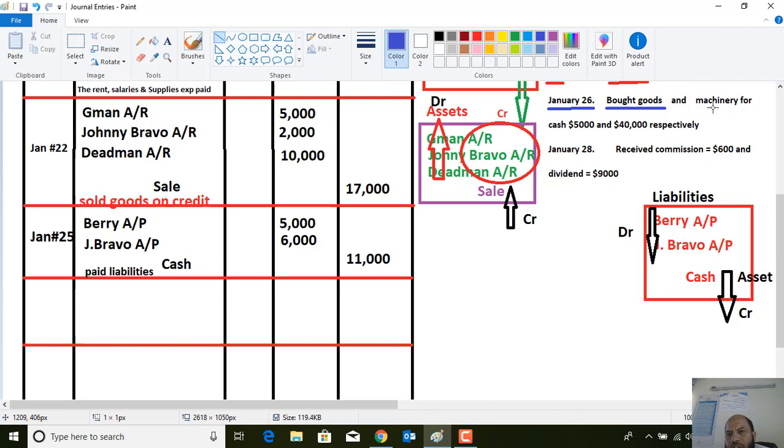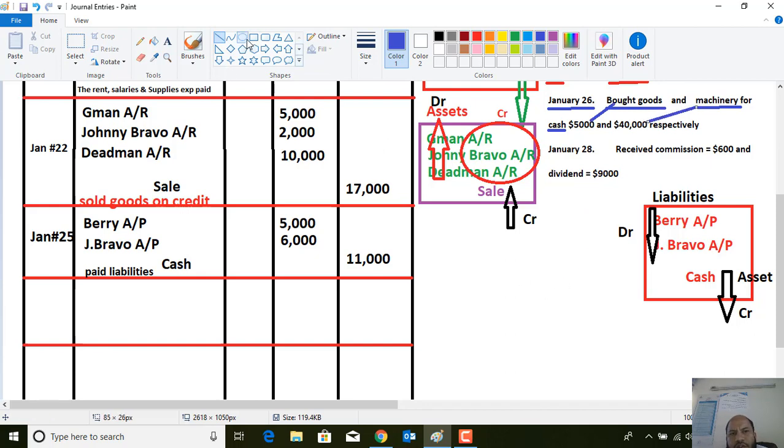And also they purchased machinery for cash. Both of these things are through cash. It means the company purchased goods through cash, and also they purchased machinery through cash. The amount for the goods that they purchased was 5,000, and the amount for the machinery was equal to 40,000.